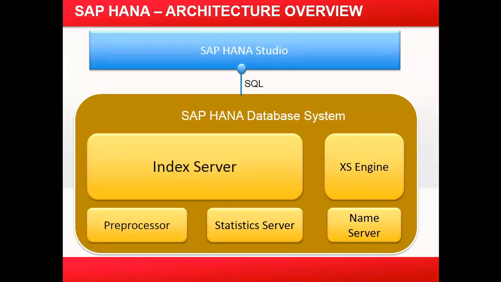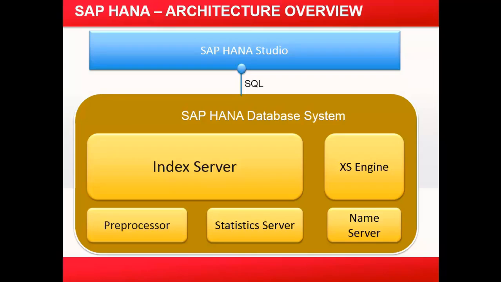Here you can see the HANA database system, which has 5 different main servers: the index server, the pre-processing server, statistics server, access engine, and the name server. The SAP HANA database consists of multiple of these servers depending on what type of scaling you go for. The most important component in this is the index server. This is the index server that we have here. The index server contains the actual data stores and the engine for processing the data.